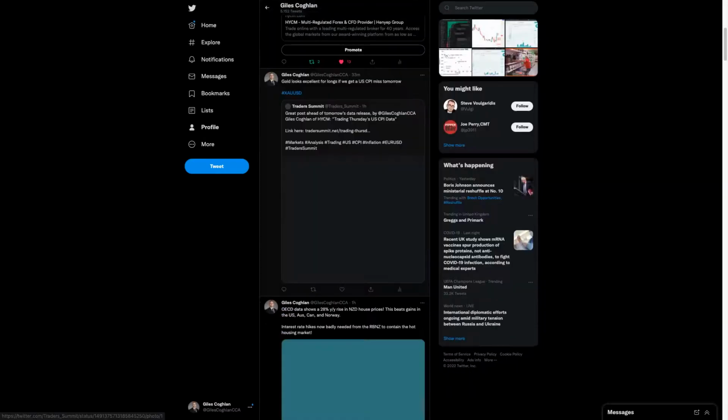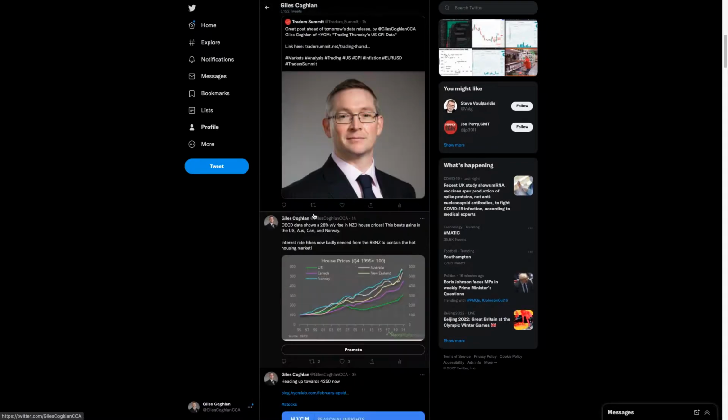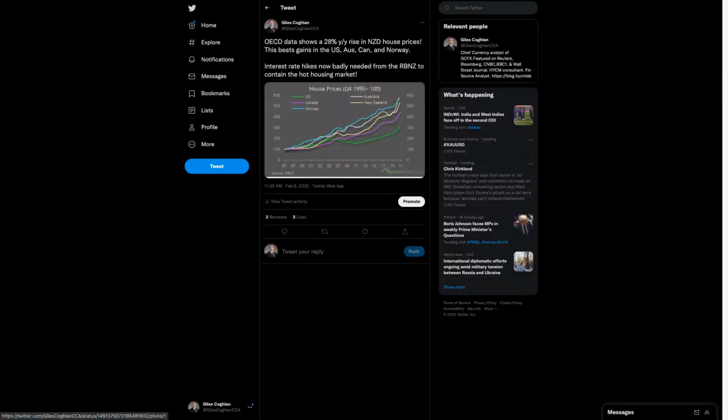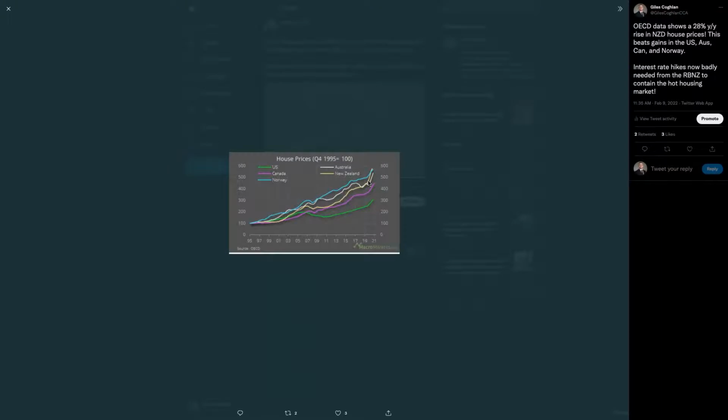Now, I just put a decent little tweet out, which is this. Look at the house prices in New Zealand. There's a 28% year-on-year rise in New Zealand house prices. So how do you contain house prices? Well, you hike interest rates, because then people can't afford to buy expensive houses. So that housing market has to be controlled. Now, New Zealand house prices are more expensive than the US, Australia, Canada, Norway.